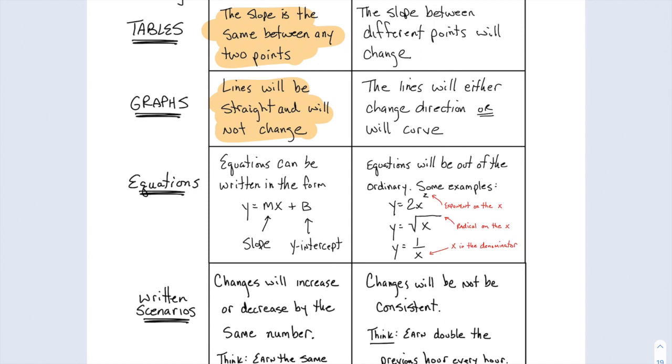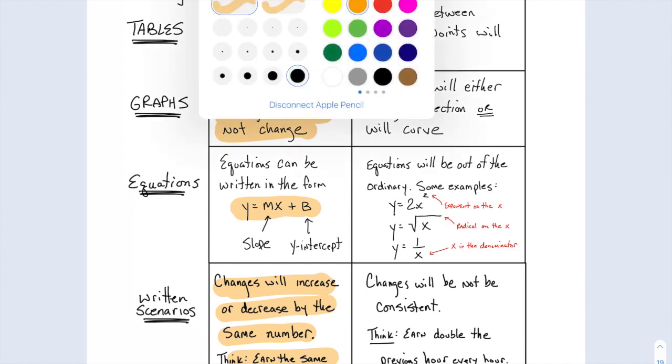In equations, they're all going to fit into a form that is similar to this one. Even in written scenarios, the changes will increase or decrease by the same number. Like think about a word problem where you earn the same amount of money each hour, or a word problem where you lose a certain amount of weight each week. Those are all linear. Nonlinear are going to be, well, the opposites of those, right? They're going to be not those things.